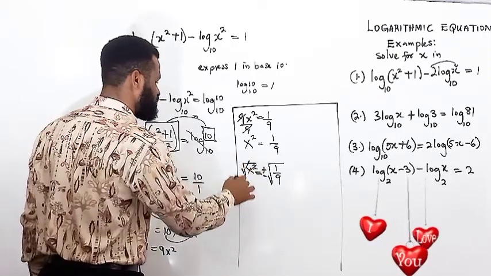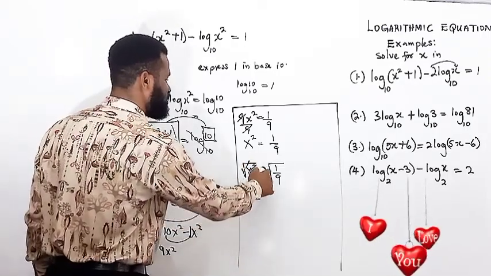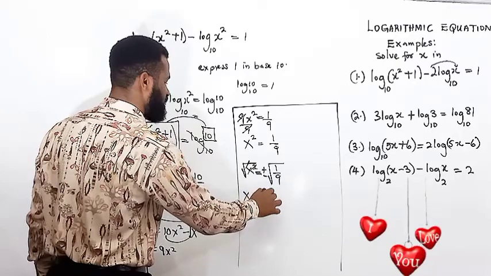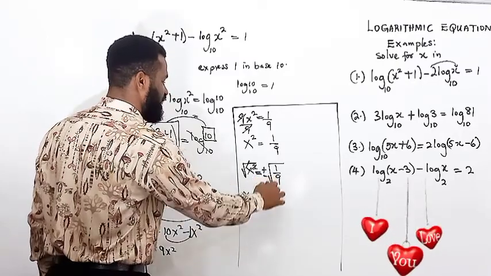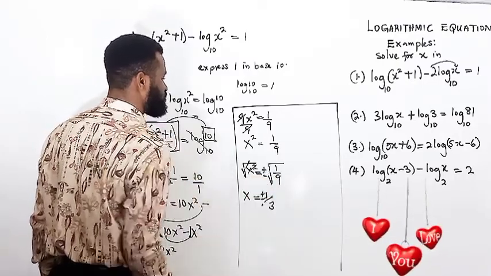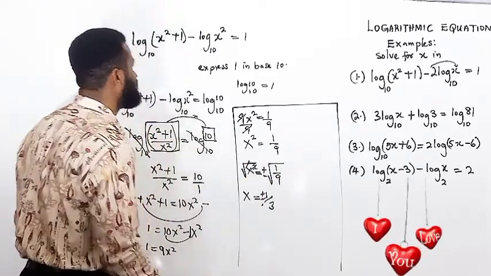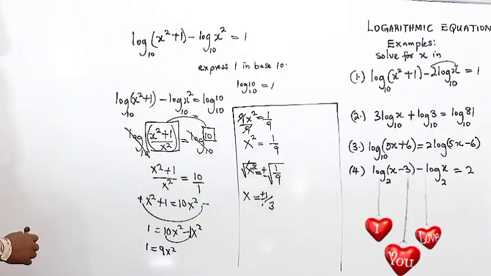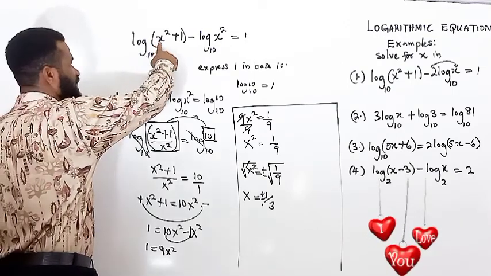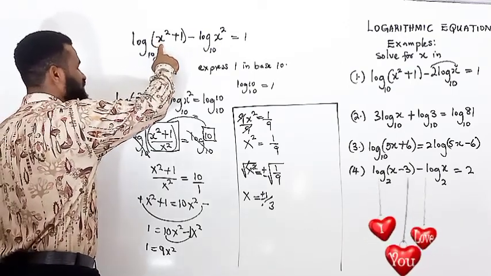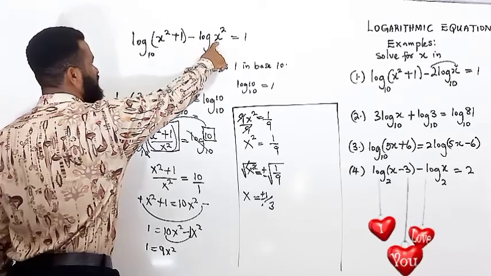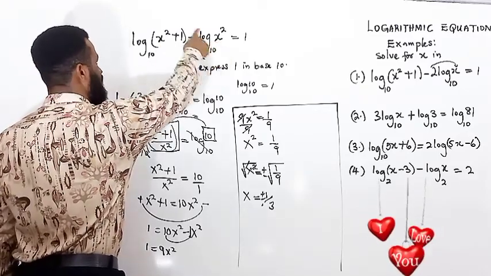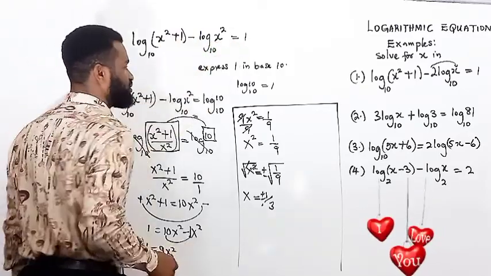So these two will cancel the root. We have only x is equal to square root of 1 is 1, square root of 9 is 3. So this is plus or minus 1 over 3. And that is the value. Let's check if it is true. If you put x here as plus 1 over 3, and solve the expression, you must surely get 1.